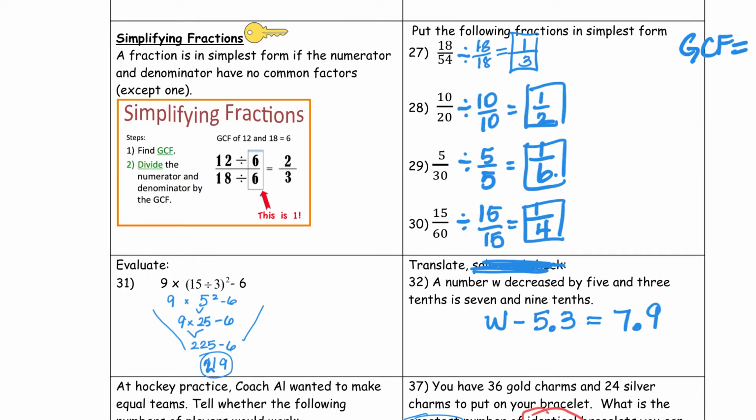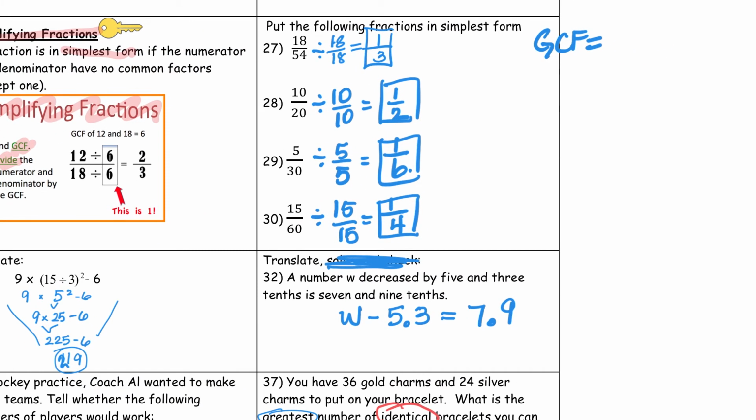And winding things up for simplifying fractions, a fraction is in simplest form if the numerator and denominator have no common factors, obviously, except for one. Here are some steps for simplifying fractions. You're going to find the GCF and then divide the numerator and denominator by the GCF. Whatever you do to the top, you have to do to the bottom. Taking a look over here at number 27, 28, 29, and 30, there are your answers. Pause the video to check.